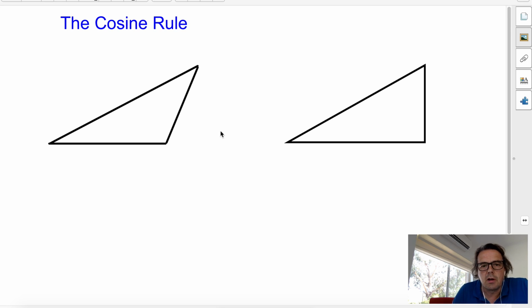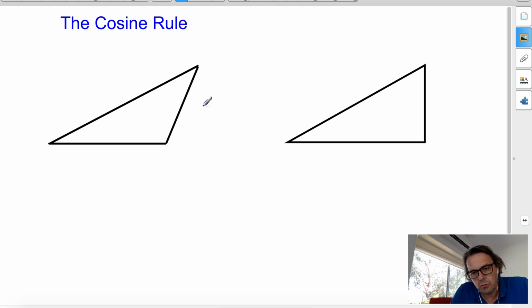In this lesson we'll look at the cosine rule, but first some general conventions for triangles. What you see here is a triangle, obviously, and a triangle has three vertices, which I can call A, B, and C. Now these are capital A, B, and C. That's how you denote points or vertices, with capital letters.